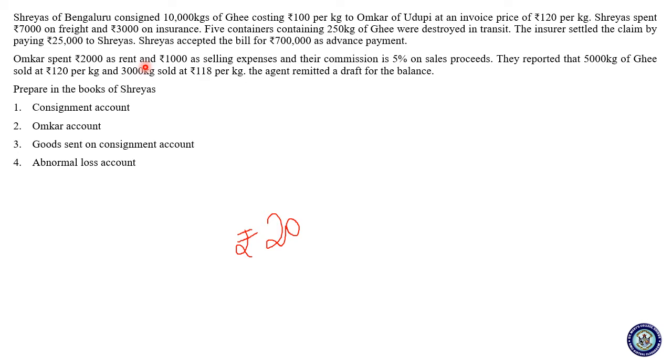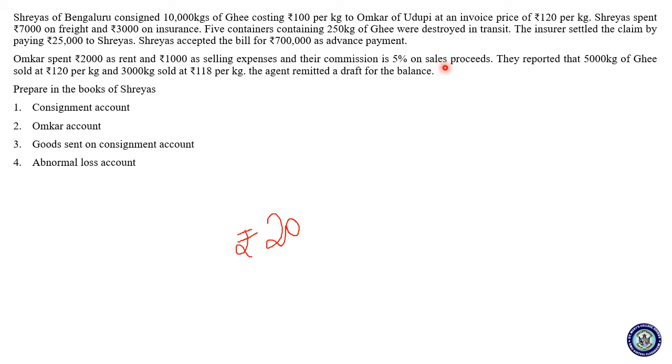And 1000 as a selling expense. After receiving the goods, you sell them, right? To sell the product, the expenses you incur are selling expenses. So this is also recurring. So in this problem there are no non-recurring expenses of the consignee. This total 3000 is a recurring expense, and their commission is 5% on sale proceeds.